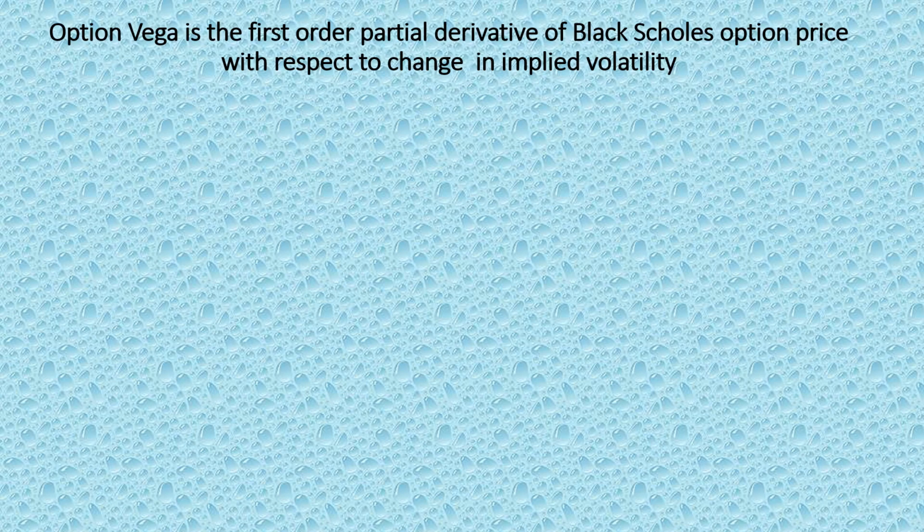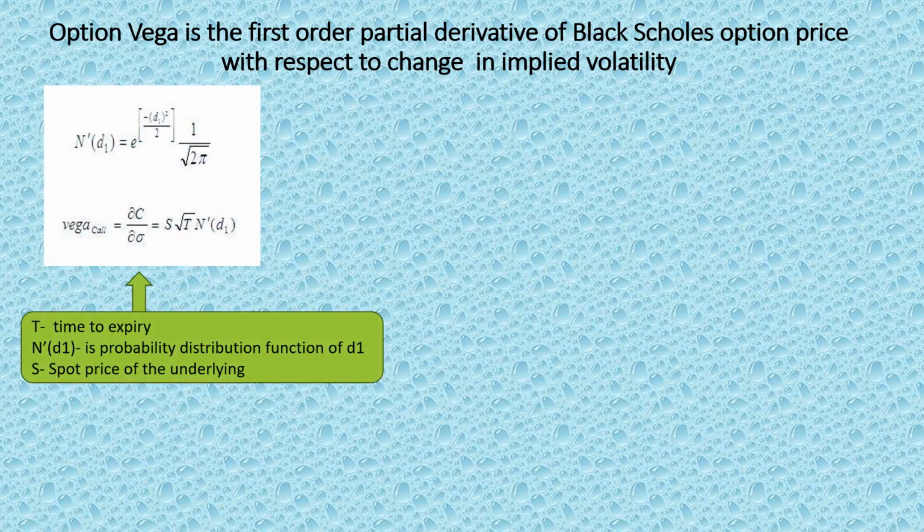Now let's examine option Vega mathematically. It is the first order partial derivative of the Black-Scholes option price with respect to change in the implied volatility. The formula for Vega is given in the picture. The formula for the PDF function of d1 is also given. T is time to expiry, N'(d1) is the probability distribution function of d1, and S is the spot price of the underlying.